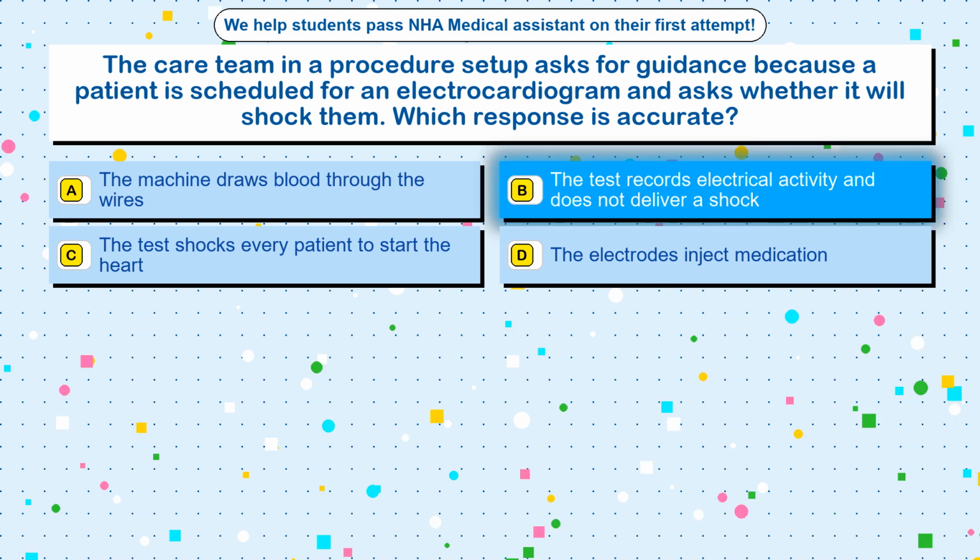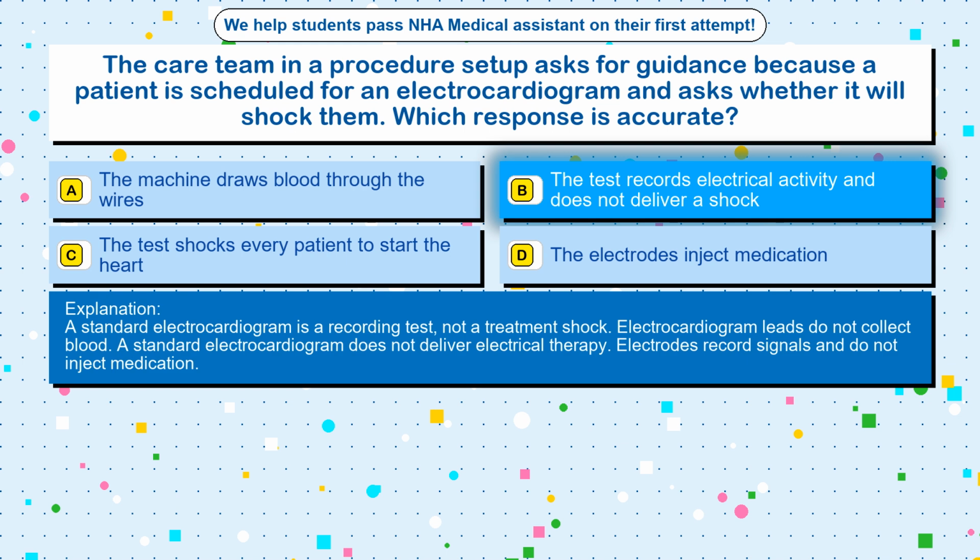The correct answer is option B. The test records electrical activity and does not deliver a shock. A standard electrocardiogram is a recording test, not a treatment shock. Electrocardiogram leads do not collect blood. A standard electrocardiogram does not deliver electrical therapy. Electrodes record signals and do not inject medication.